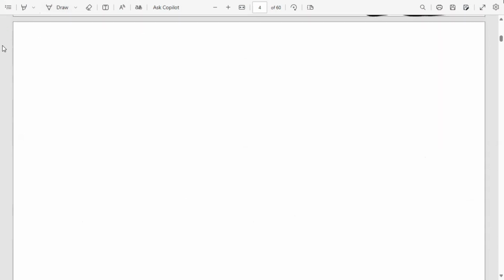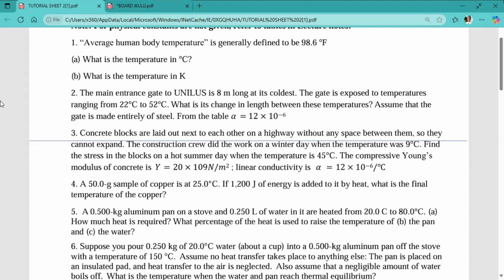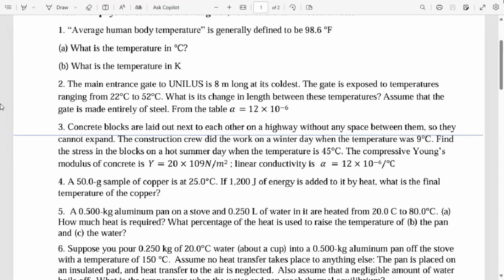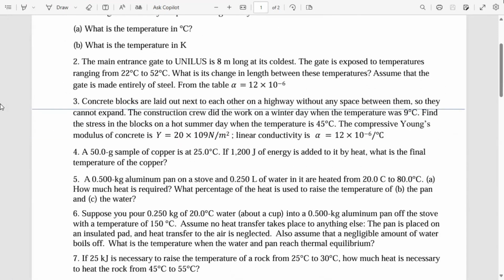Let's go to the next question, which is question 4. Did I just say question 6? I meant to say question 3. Question 4 says a 50.0 gram sample of copper is at 25.0 degrees Celsius. If 1,200 joules of energy is added to it by heat, what is the final temperature of the copper?